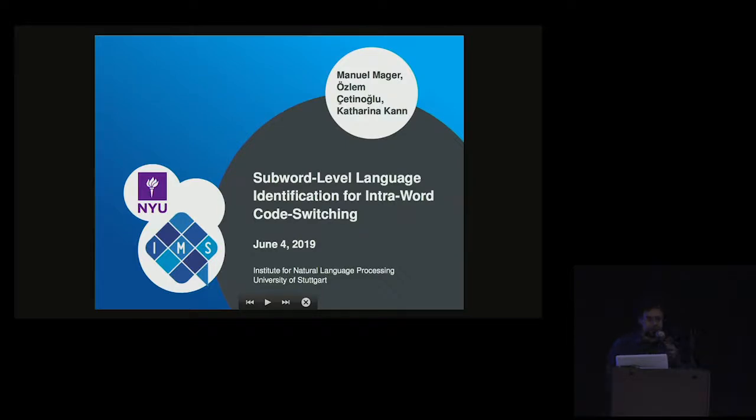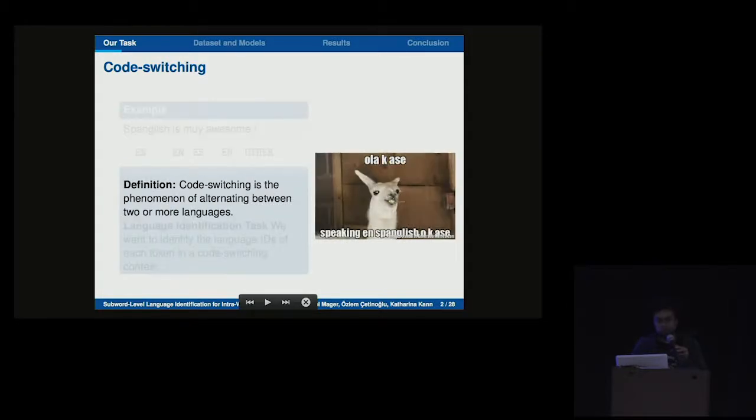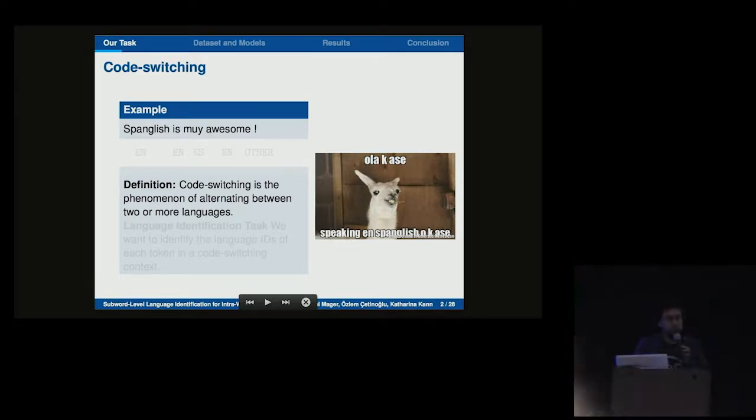So first, I'm going to talk about subword-level language identification for intra-word code switching, and let's first define what is code switching and the task we are working on. So basically, the definition we have of code switching is that it's a phenomenon of alternating between two or more languages. And as we can see in this example, Spanglish is muy awesome. We can mix different languages into one single chunk of text.